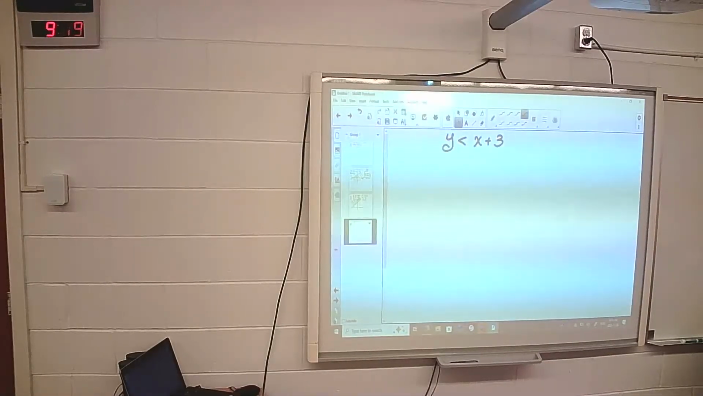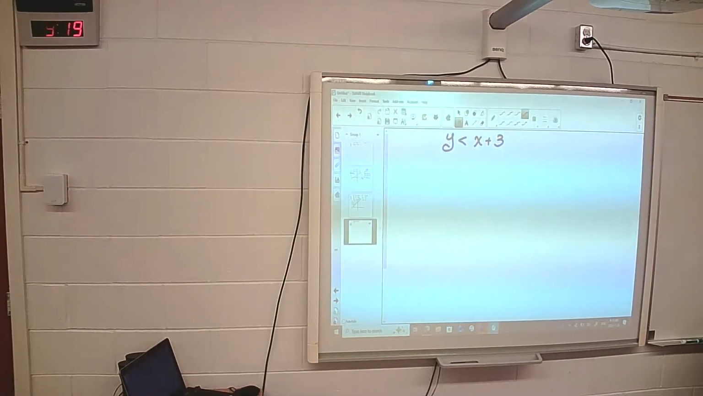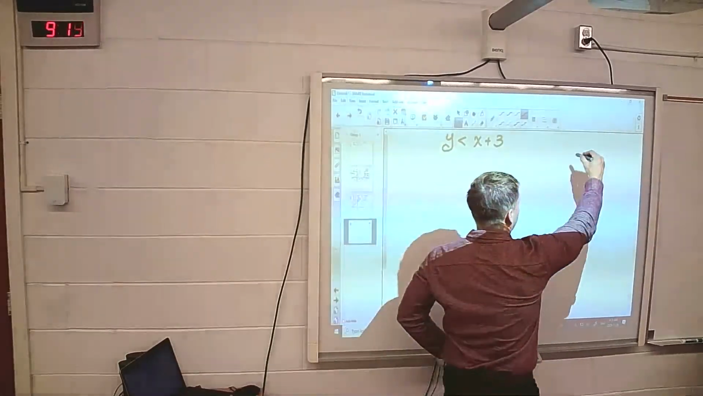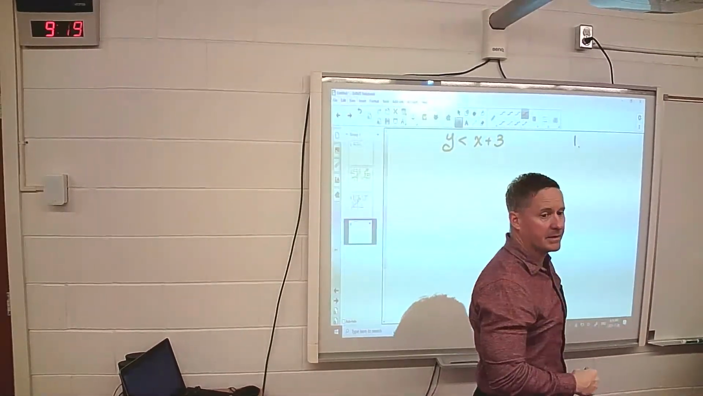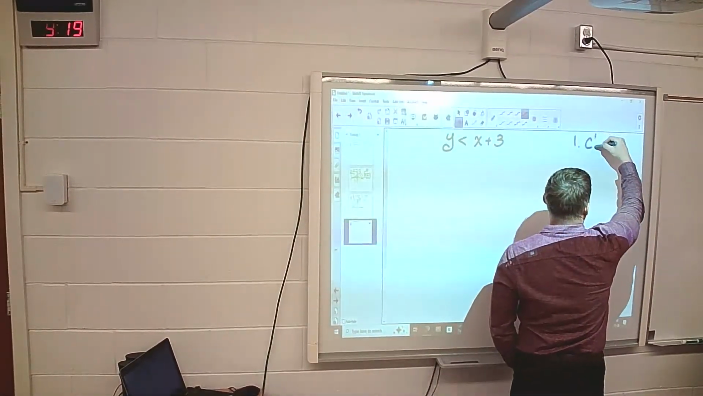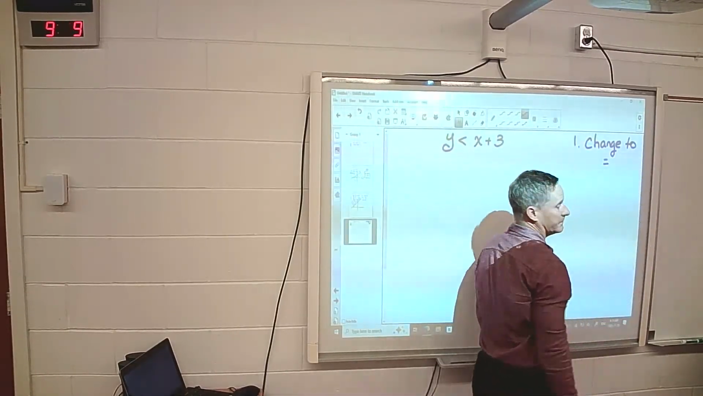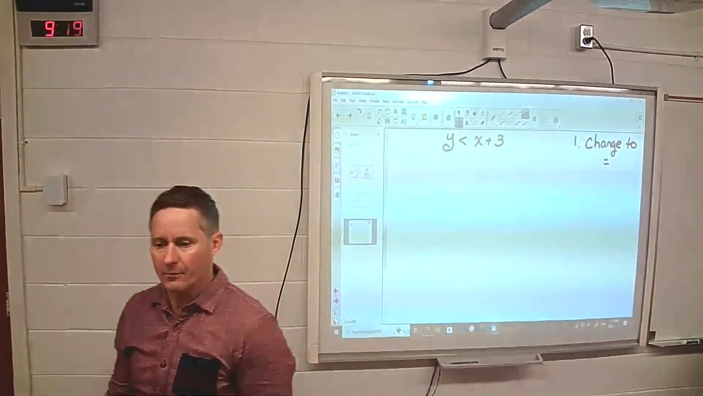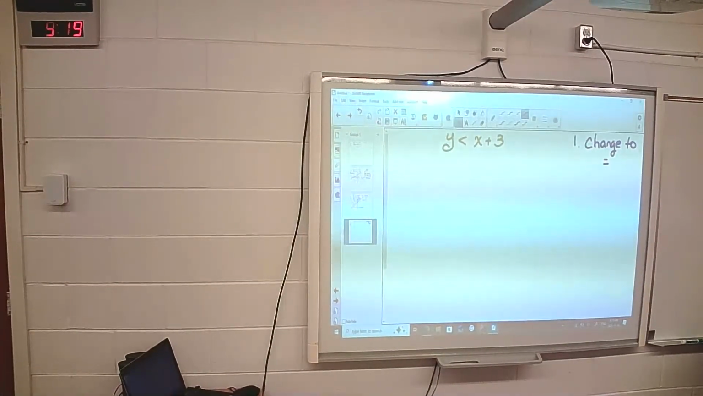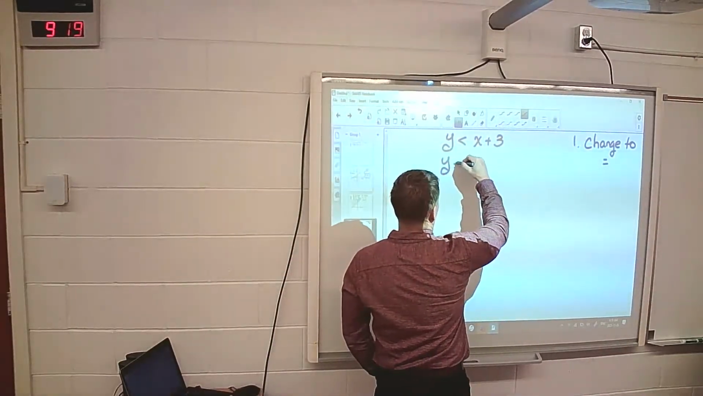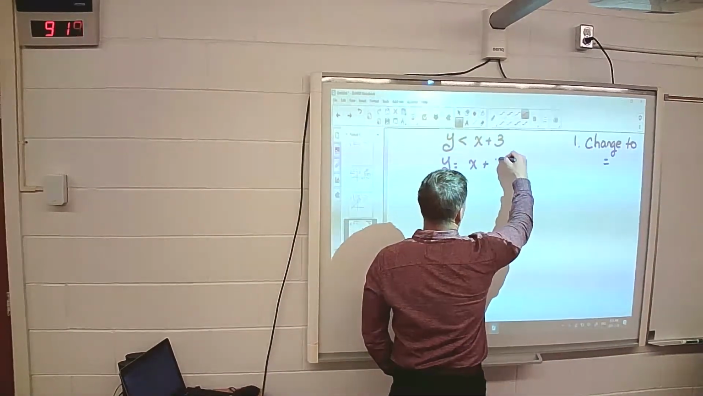Okay, so write this down. The first step, put it over here, put it somewhere. The first step is change the equation to equals. That's your first step. Write that down. Change the equation to equals. y equals x add 3.